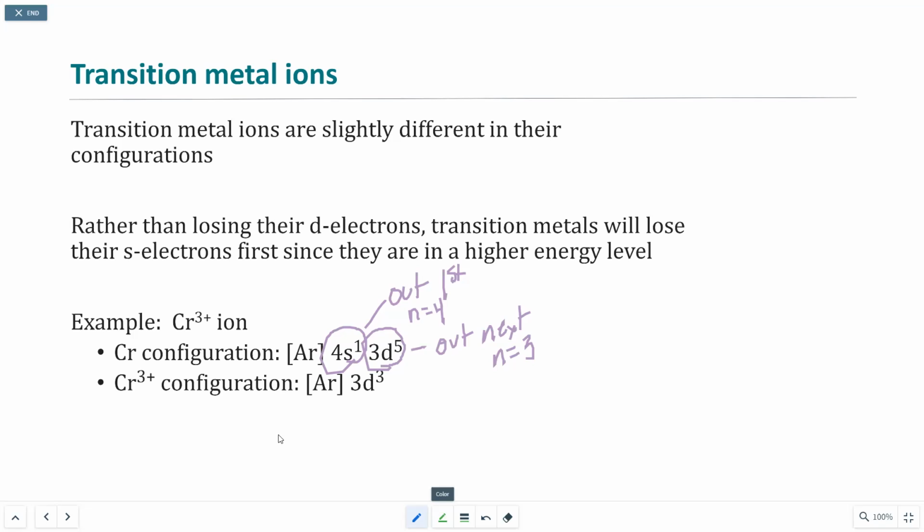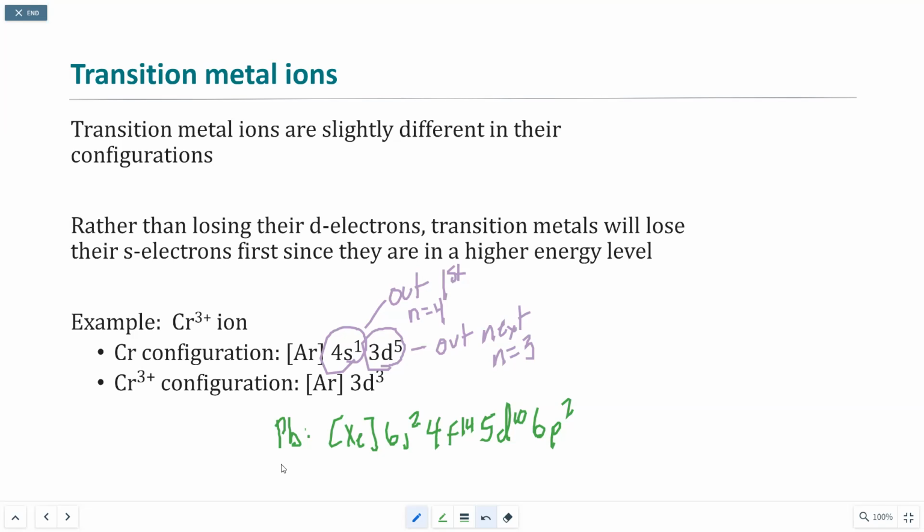This applies not only to elements like chromium or nickel or any of the other traditional d block transition metals, it also applies to elements like lead. In lead, our configuration would be xenon 6s2, 4f14, 5d10, 6p2. That is our configuration for lead.